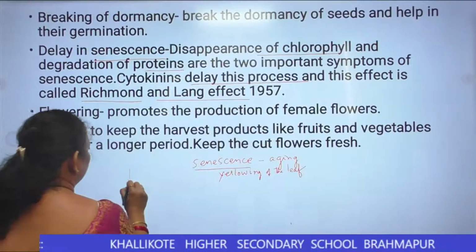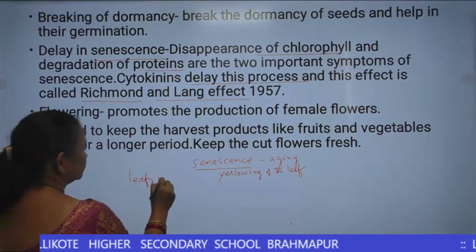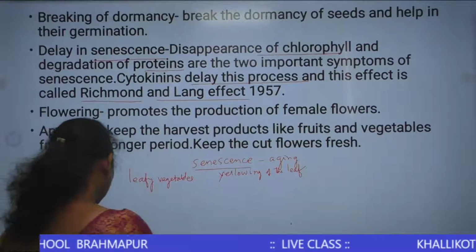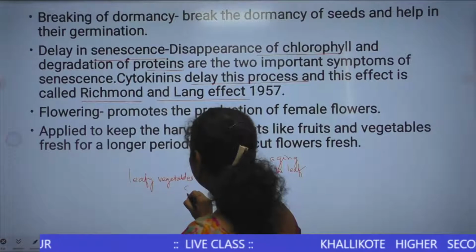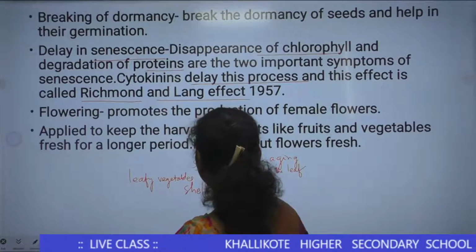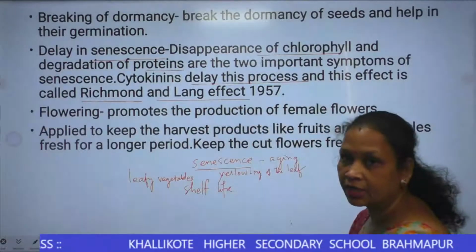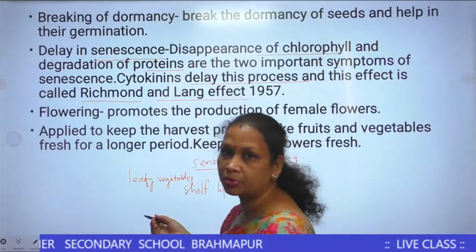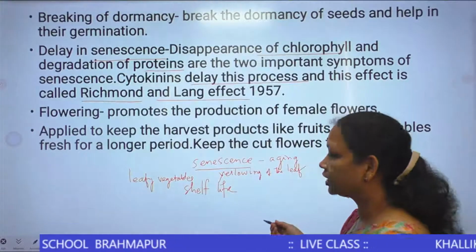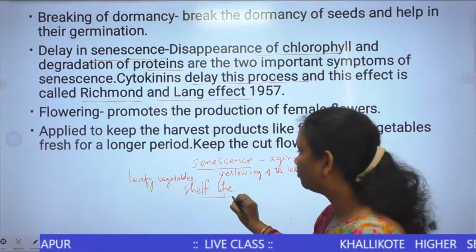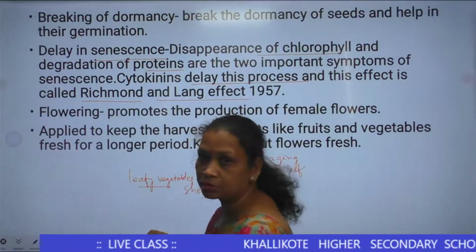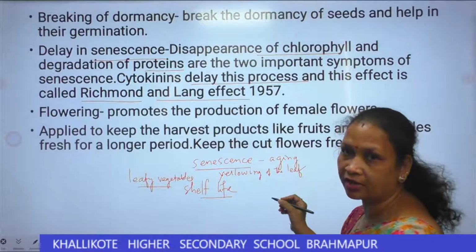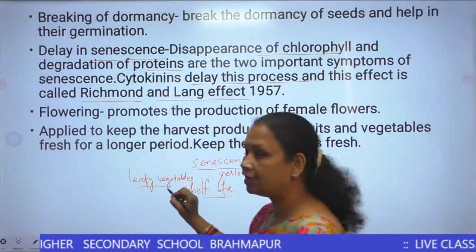The Richmond and Lang effect is also used commercially wherever you want to slow down the process of senescence in leafy vegetables, or you need to increase the shelf life. So, what is shelf life? Shelf life is how many days you are able to store the product, that is fruits or vegetables or flowers, after taking it out from the plant.